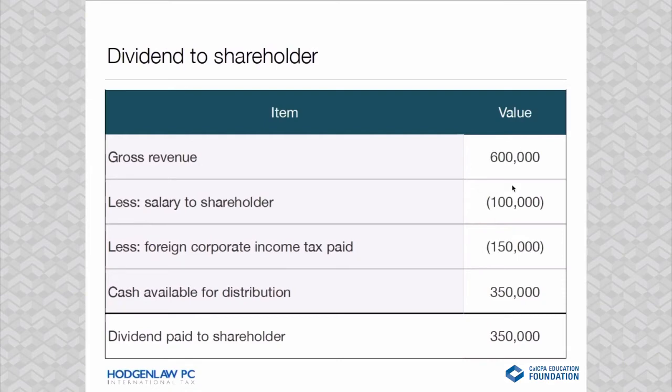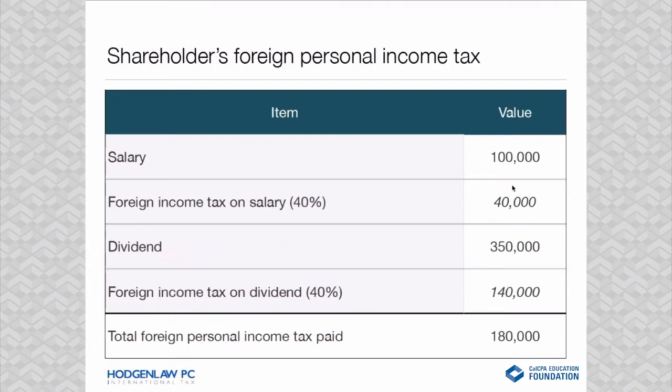Anyway, back to the dividends. Dividends are easy. We got 600,000 of cash in from customers, spent out 250,000: 100,000 to salaries, and 150,000 for taxes. That leaves 350,000 left over. We pay out the entire 350,000 as a dividend to the shareholder. So now we know what the shareholder is going to get: 100,000 of salary, 350,000 of dividend.